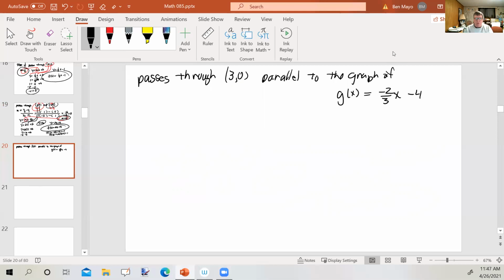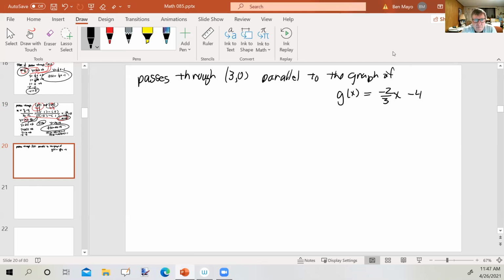Now, first of all, our ordered pair, (3, 0), that is an intercept, but it's not the y-intercept. It's the x-intercept, which is nice, but using slope-intercept form, we have to have the y-intercept. So this point isn't really anything more special than any other point in terms of this problem. But what about the fact that it's parallel to the graph of g of x equals negative 2/3 x minus 4?